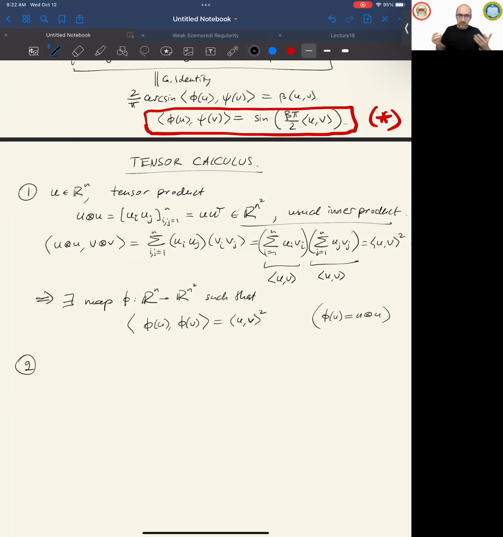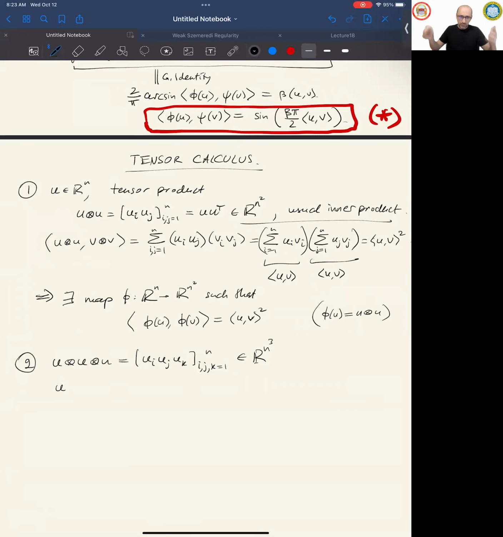Perfect. Well, now you can guess how to get the inner product cubed, right? I'm pretty sure. If we multiply twice, we get the square; if you multiply 3 times, you get the cube. So similarly, u tensor u tensor u is defined as not a matrix anymore, but a cube, n by n by n. It's u_i u_j u_k, a 3-dimensional array. So now we have n cubed entries here.